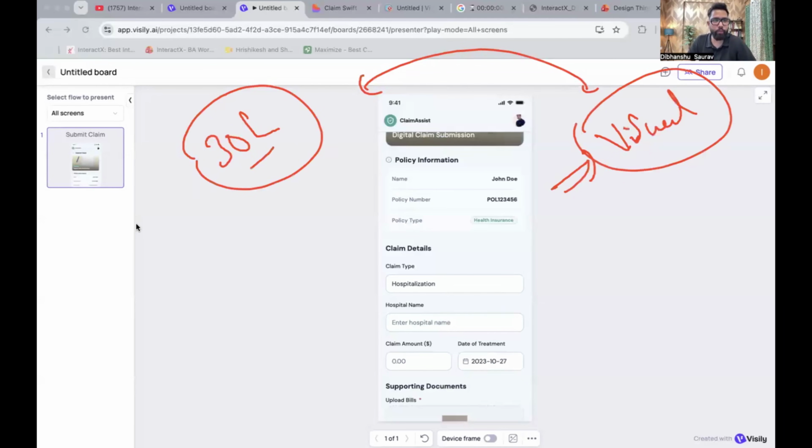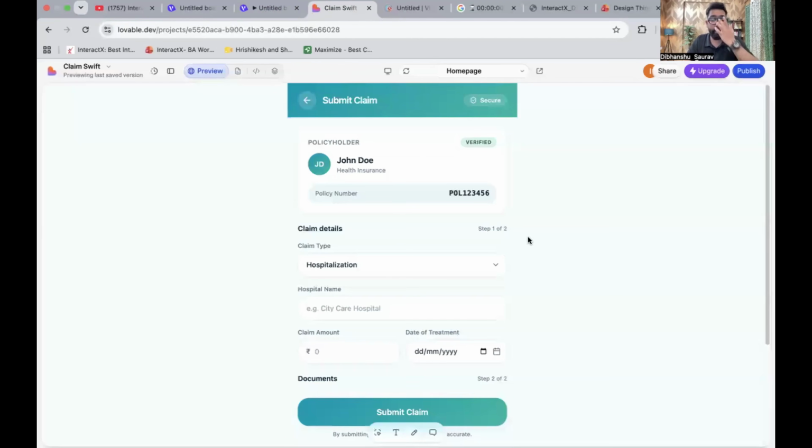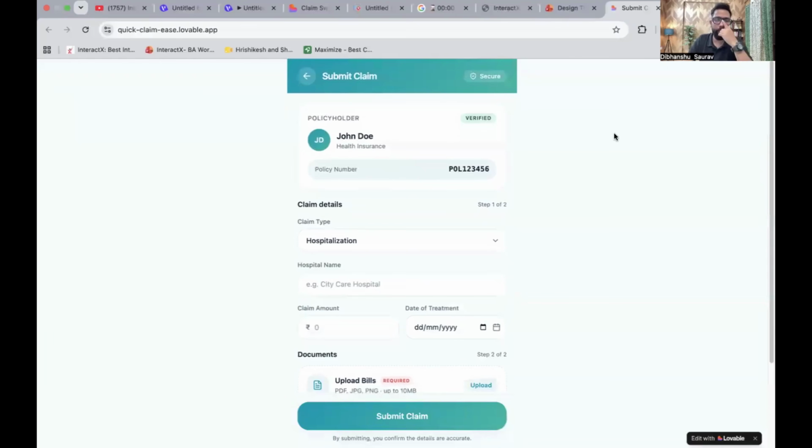There is also one more tool, Lovable. We have already created this using the very same prompt that I've used. My quick question to all of you: is this good enough to have a discussion with your stakeholder, to check if this is what they are looking for or not? This hardly took less than 5 minutes.